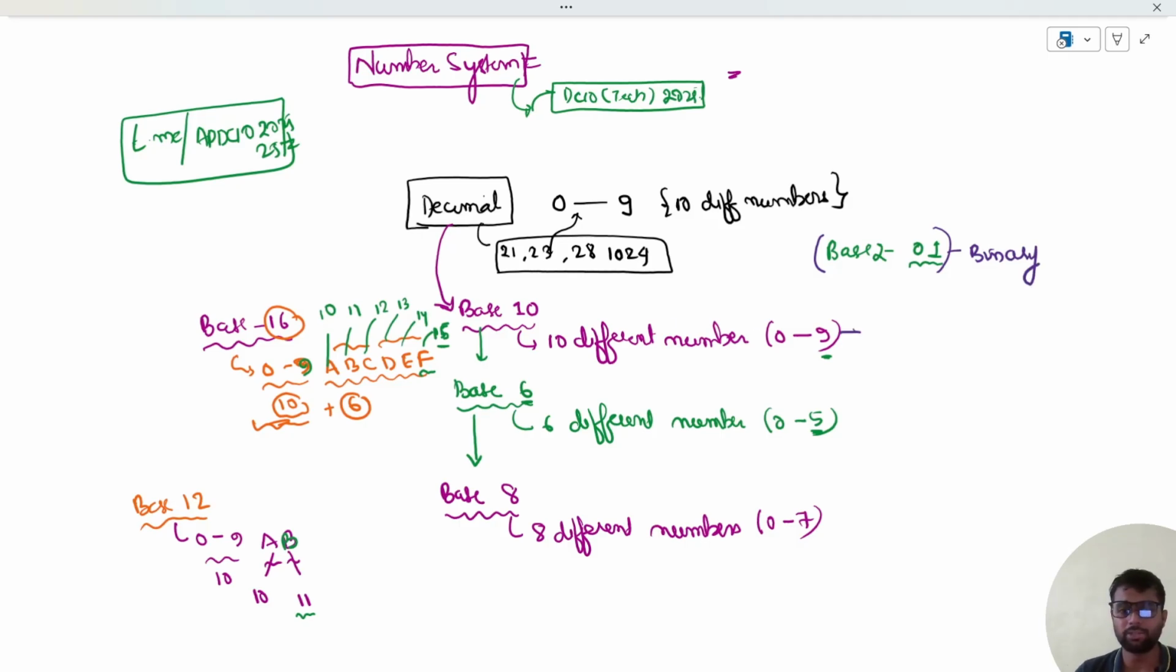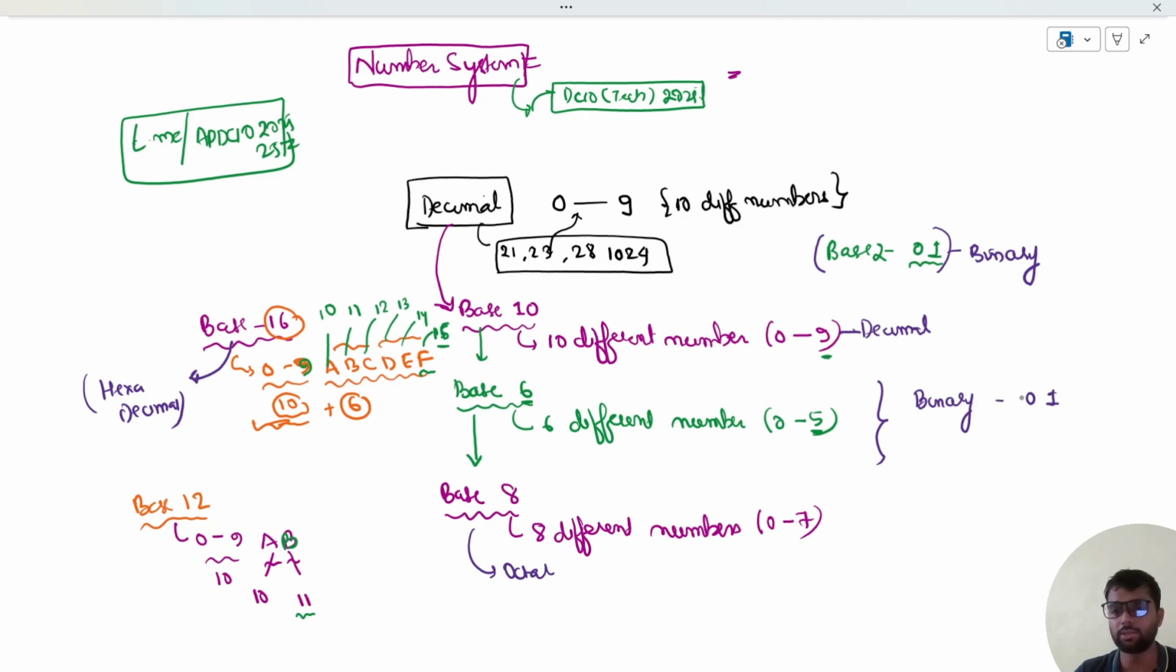Base 10 is called the decimal, that we have already seen. Base 8 is known as the octal. And base 16 is represented as hexadecimal. So now, suppose I say binary number system, how many different unique combinations do we have?